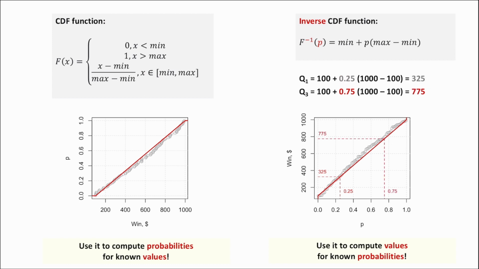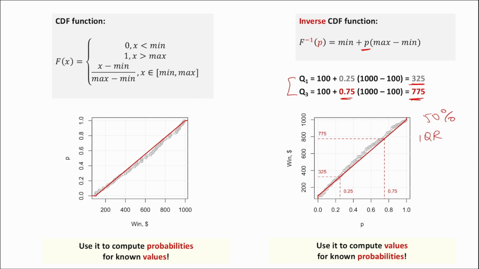Then you can compute the third quartile. We know that for the third quartile, the probability is 0.75. So we know that the third quartile is a boundary between 75% of smallest values and 25% of largest values. So we simply put the probability here and compute the value. It means that the 50% of most common outcomes, it's exactly the IQR, right? So it's what lies between Q1 and Q3. It's between $325 and $775.